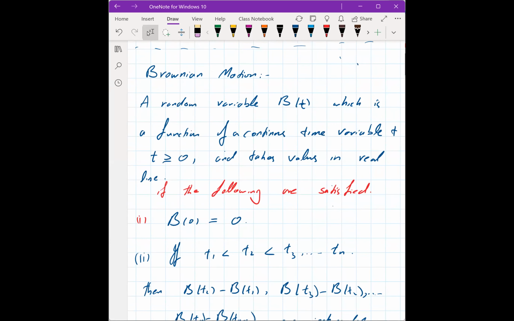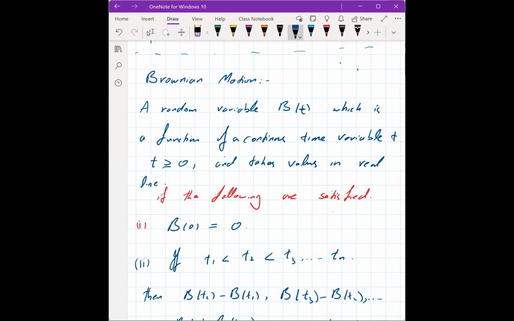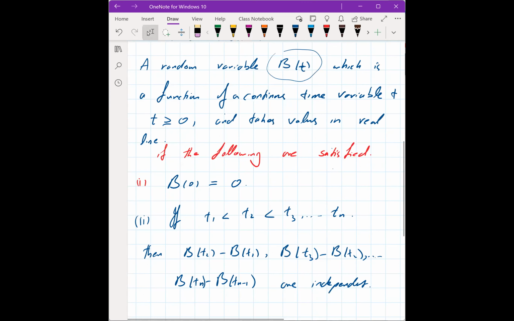Okay. So let me then go over what I was saying. So you have a random variable b of t, which is a function of a continuous time variable t. And you have to start from somewhere. You don't go on both sides, you go on one side. So I just call that time 0. And the values this variable b takes are not discrete this time, they are real. So you take values in the real line, and you have the following properties which have to be satisfied.